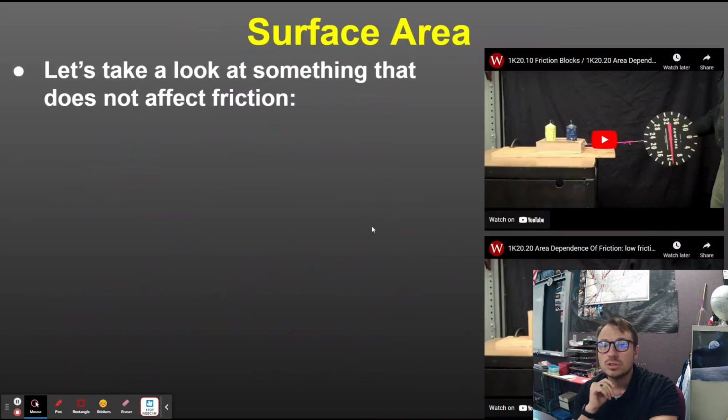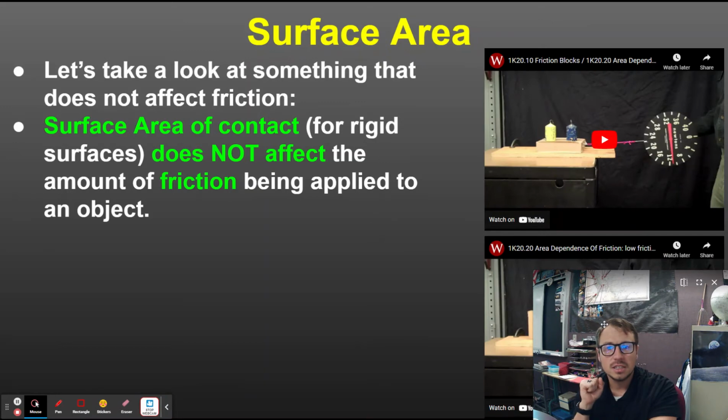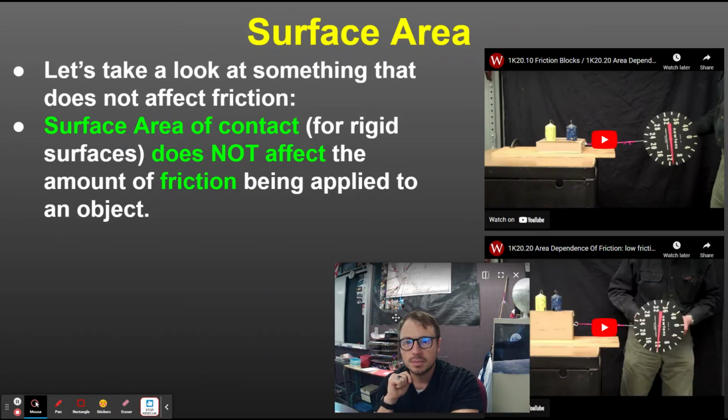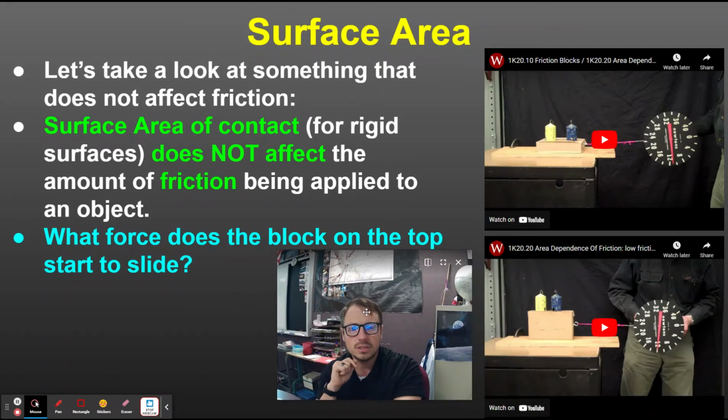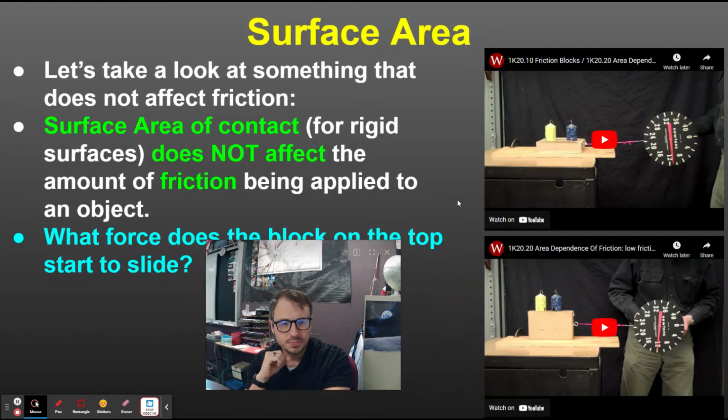Okay, so things that do not affect friction. Surface area of contact does not affect the amount of friction being applied to an object. So if we take a look at these videos, notice that the person is going to be pulling this block, and it's on its side, it's horizontal. Then the next slide, they place it vertically. But notice this person has the same amount of weight on it. So the normal force is the same, nature and condition of surfaces are the same. Those are the only two things. So let's take a look.